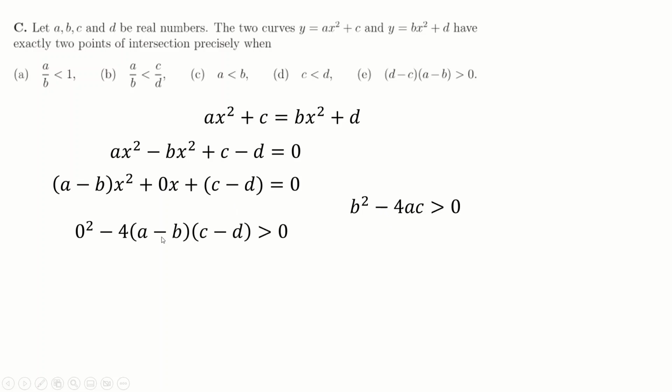So 0 squared minus 4 times this times that. And there's a couple of ways to do this. Well, this is obviously 0. Move all of this over to the other side, and I got this. Divide everything by 4, because I'm allowed to do that. And now, okay, so I've got 2 things multiplying to be less than 0.